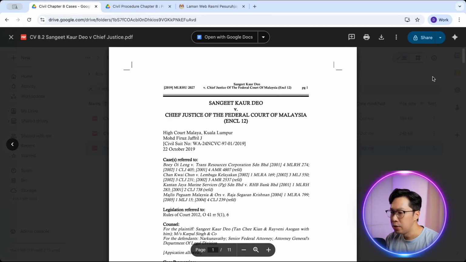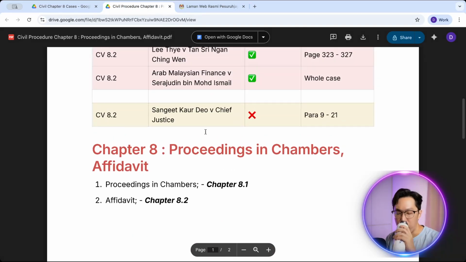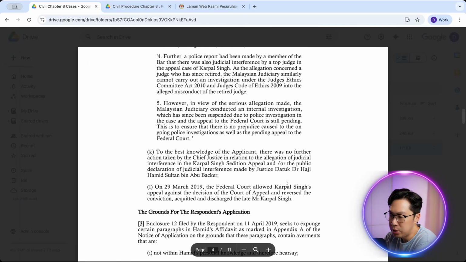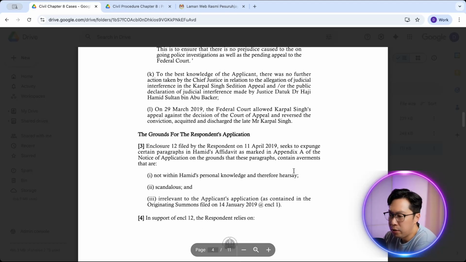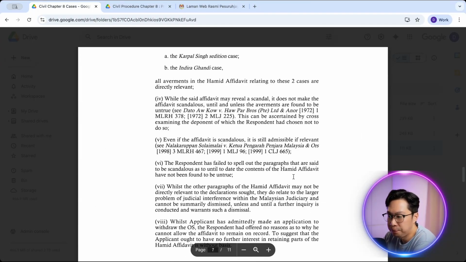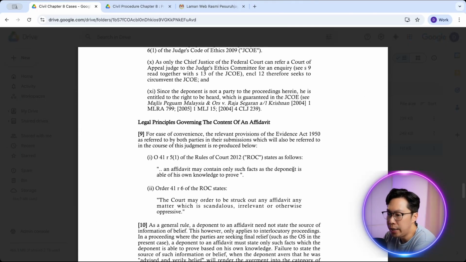All right. So what particular paragraph do you want me to read? Paragraphs 9 to 21. All right. There's no need to summarize, because whatever you summarize is in your statutes, Order 41. Okay, look at 9. See that, legal principles.